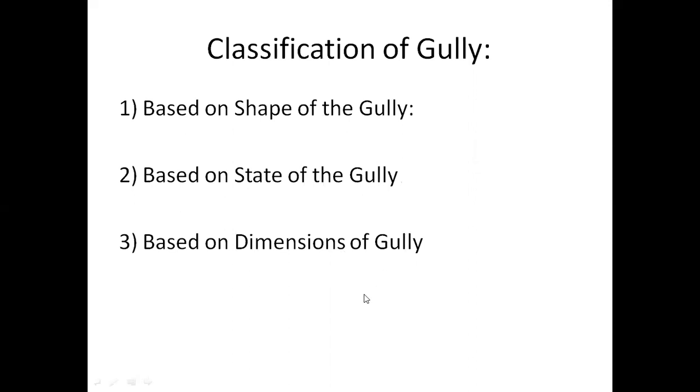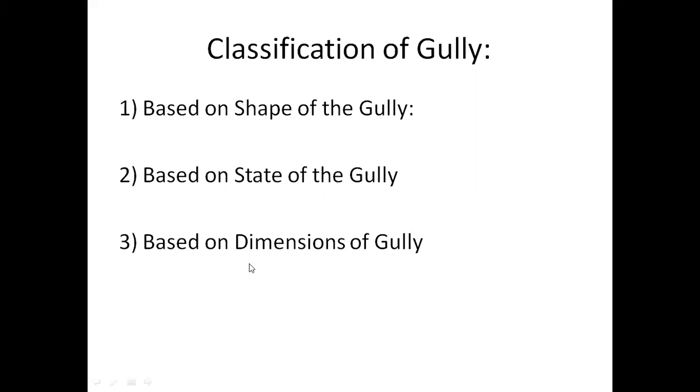Now, there are different classes of gullies based on different parameters. For example, first, the gully classification is based on the shape of the gully. Based on the shape, according to the cross-sectional area, gullies are classified as U-shaped gullies and V-shaped gullies. Now, based on the state of the gully, there are two classes: the first one is active gullies and the second one is inactive gullies.